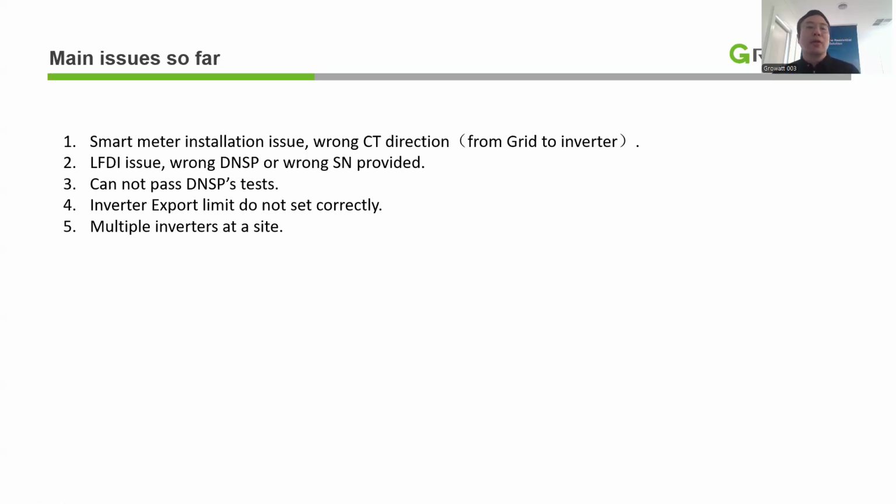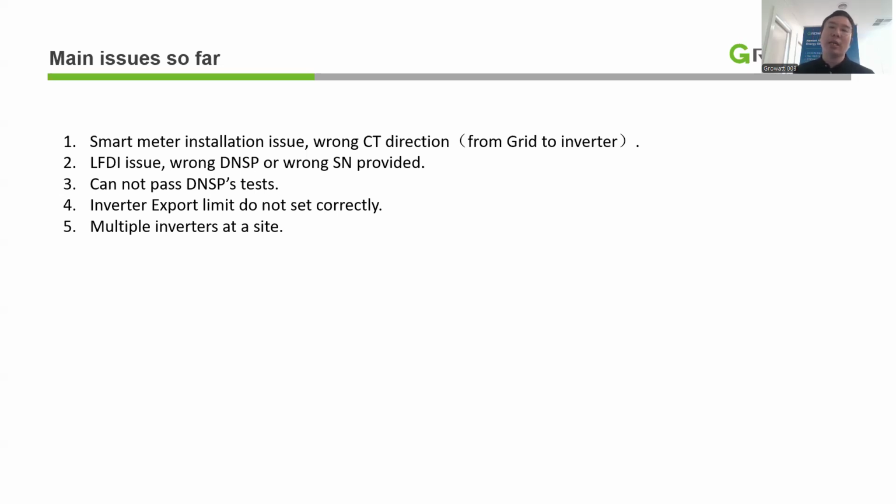All right, so obviously there are some major issues we have so far. The first one is smart meter or CT installation. The most frequent problem is the wrong CT direction. Always remember the arrow on the CT always points from the grid to the inverter, or to the family load. This can cause big problems if you put the CT in the wrong direction. So my advice: always give our engineer a call when you're on site.